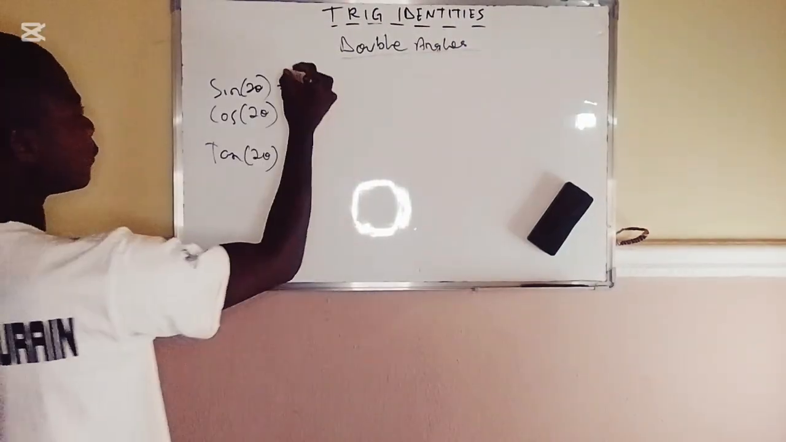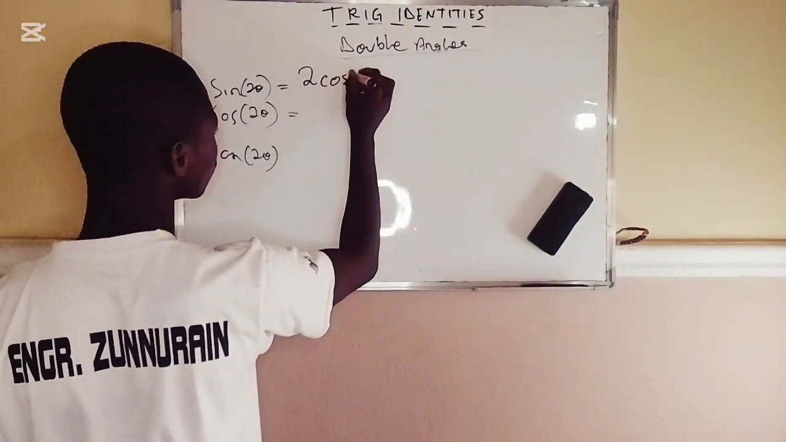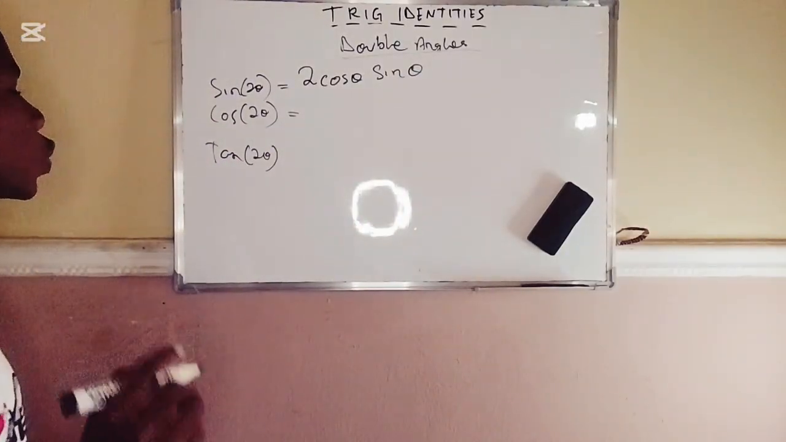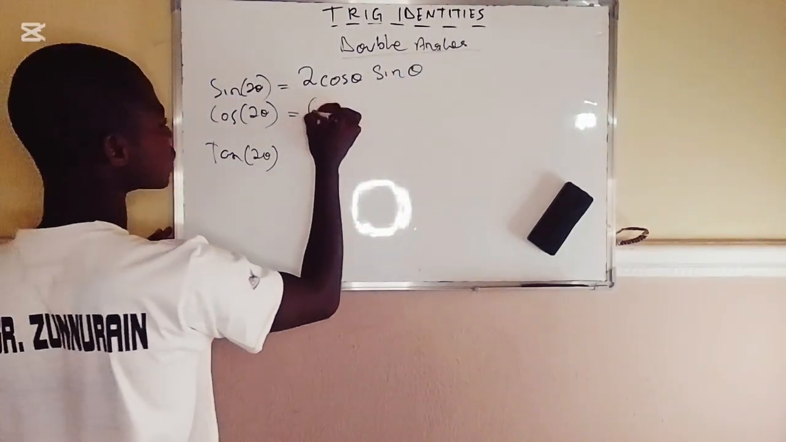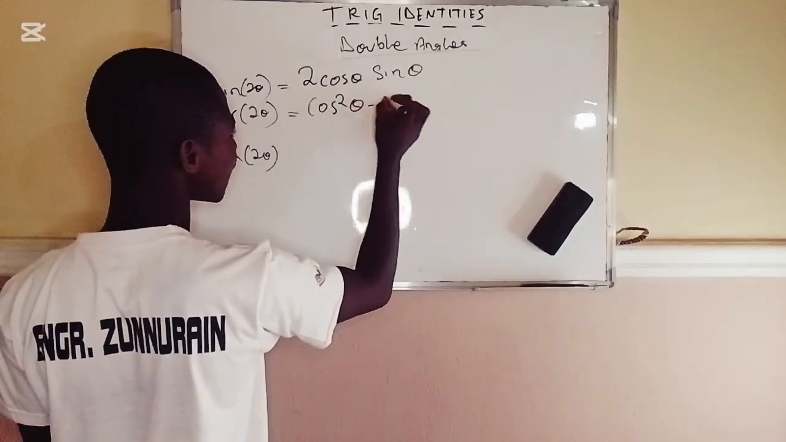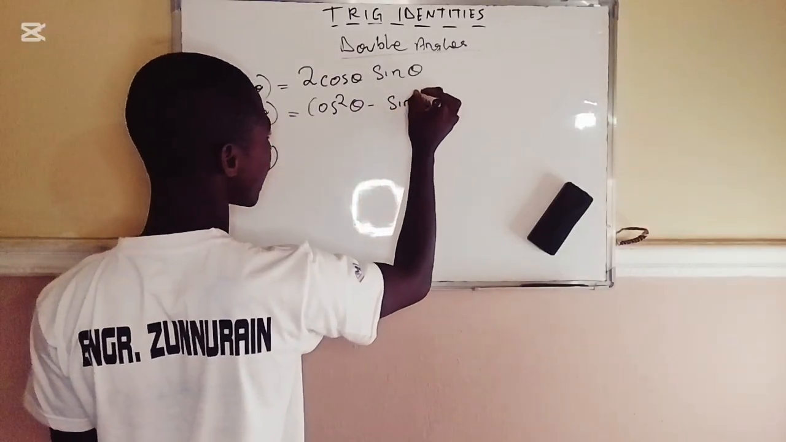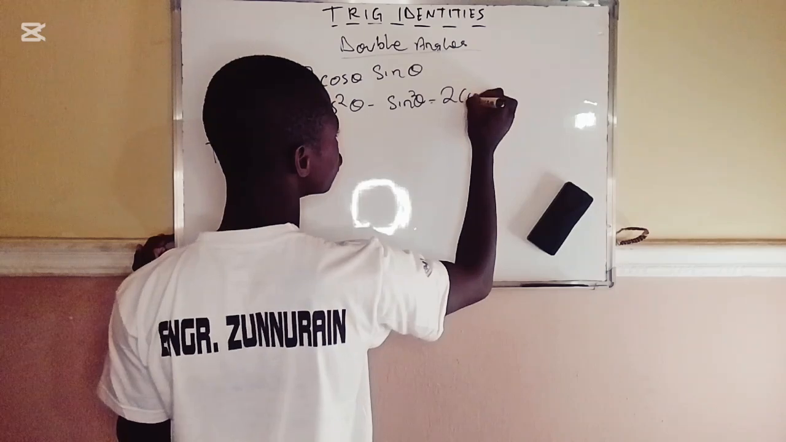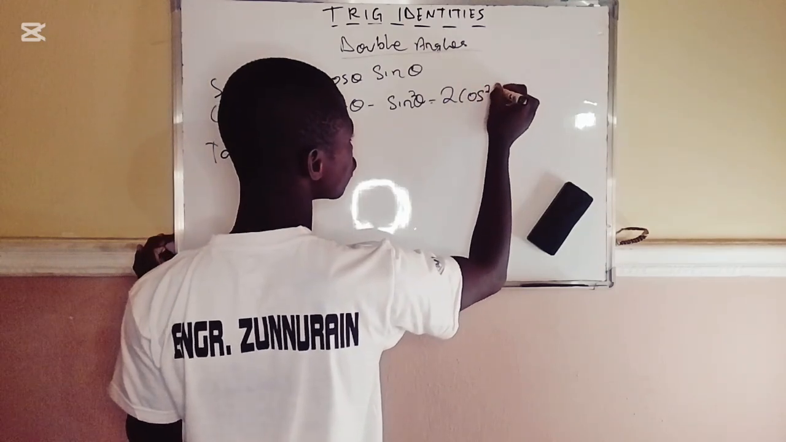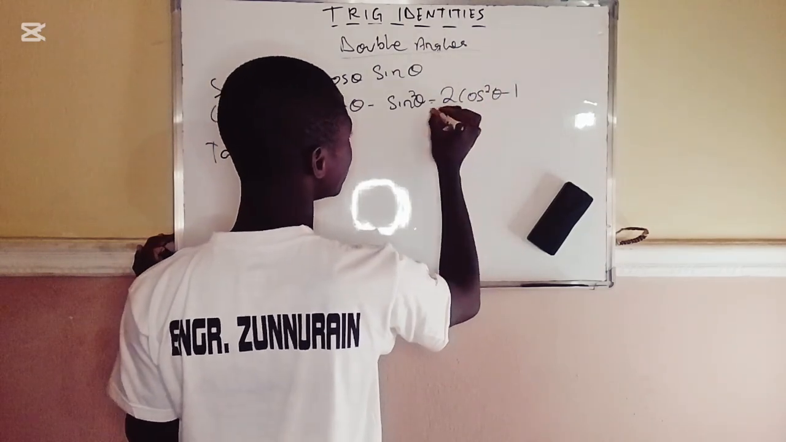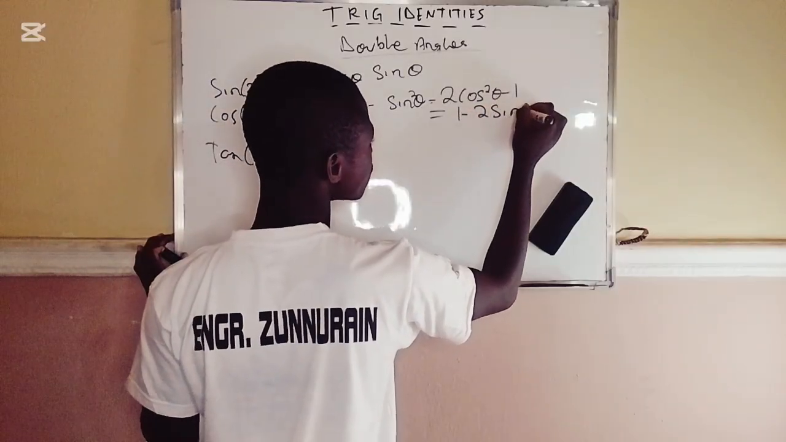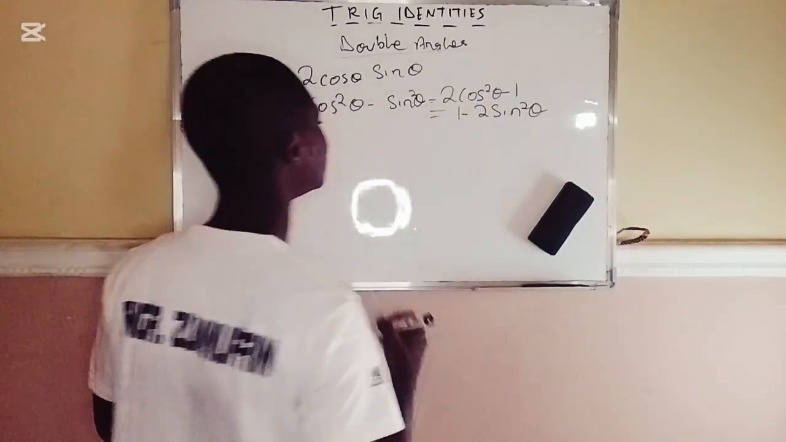Sine 2 theta will be 2 cos theta sine theta. And therefore cos 2 theta will be cos square theta minus sine square theta, which is the same thing as 2 cos square theta minus 1, which is automatically 1 minus 2 sine square theta.